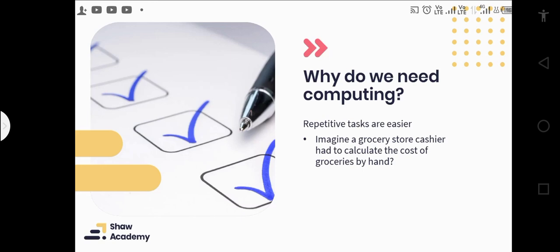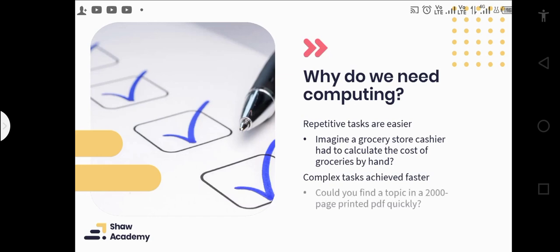As we progress with the lesson, you will see the many ways in which automation using computers is taking center stage. Computers are also generally much faster at accomplishing complex tasks. Imagine how fast you can search for a particular topic in a PDF. If that 2,000-page book is printed, it would take you probably 15 minutes or more.